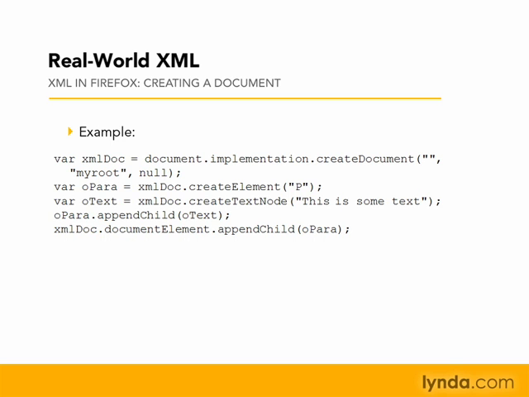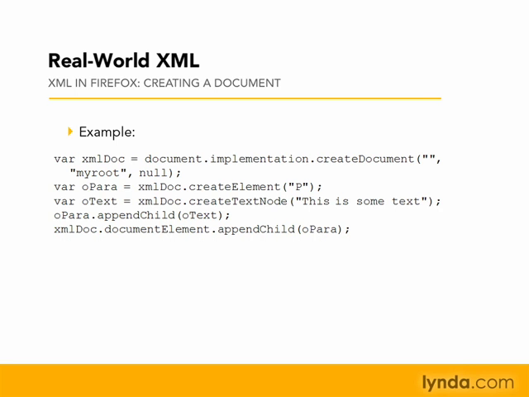So once the XML document's been created, we can start making content using the standard DOM methods. So in this example, I'm creating a new paragraph tag using the createElement function. That's going to create this p tag. And then I'm going to create some text to go inside the paragraph. And I do that using the standard DOM createTextNode function. Once I've done that, I append the text into the paragraph, and then I append the paragraph into the document.